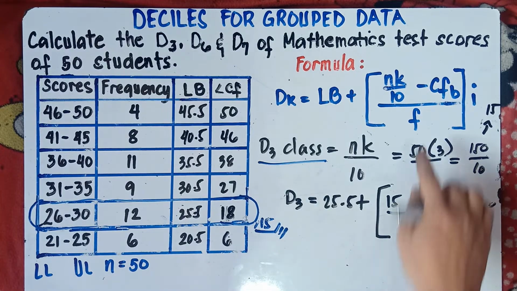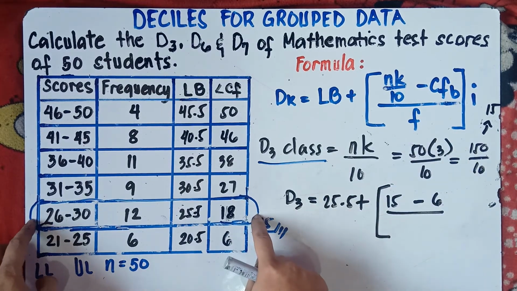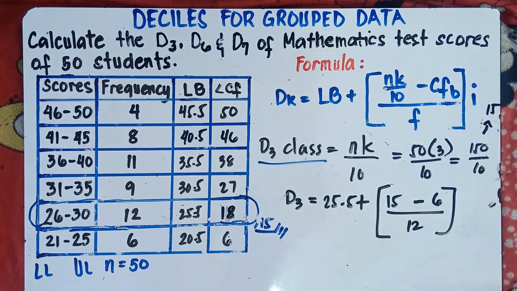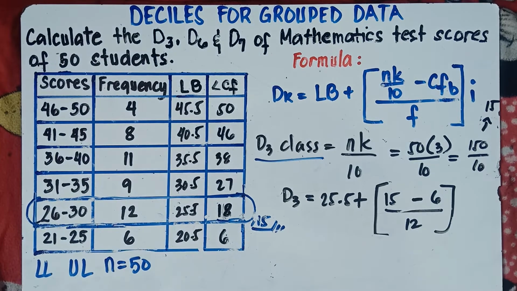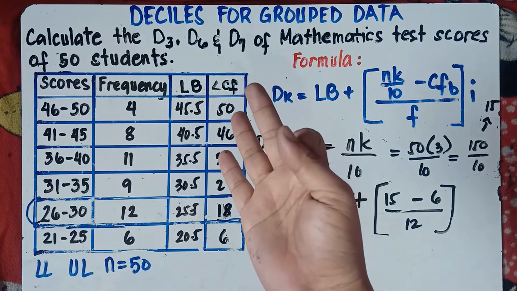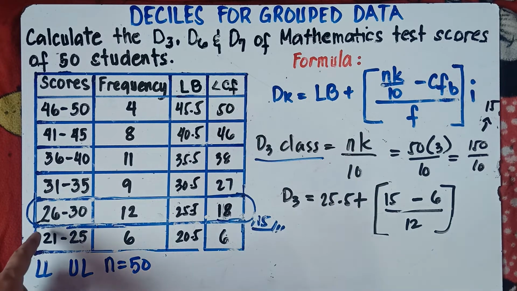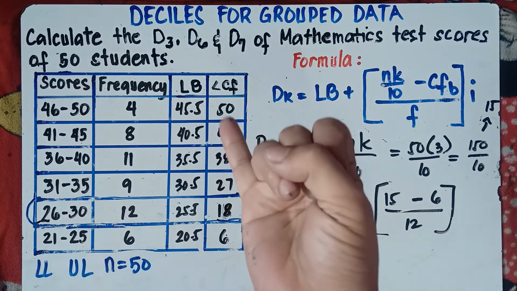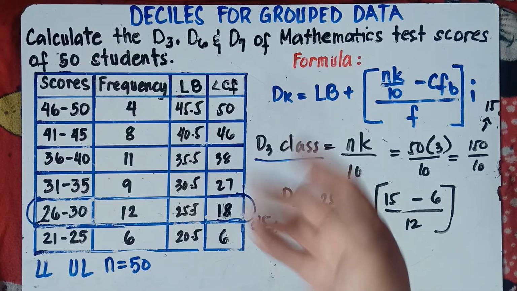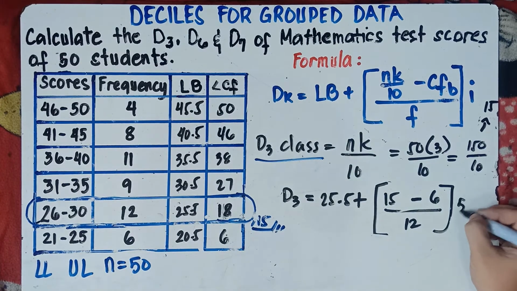Over the frequency of this particular class, our frequency is 12. Then times the interval. Now, how will you get the interval? To get the class interval, simply count this score from 21 to 25: 21, 22, 23, 24, 25. You can also check 26 to 30: 26, 27, 28, 29, 30. Therefore, the interval is 5. So, our interval is 5.